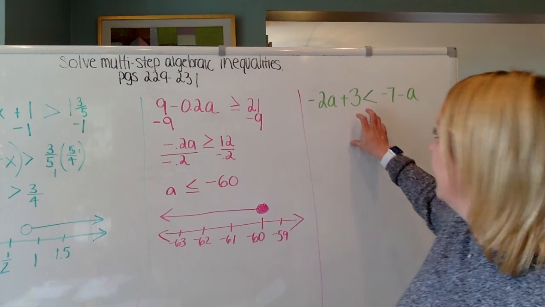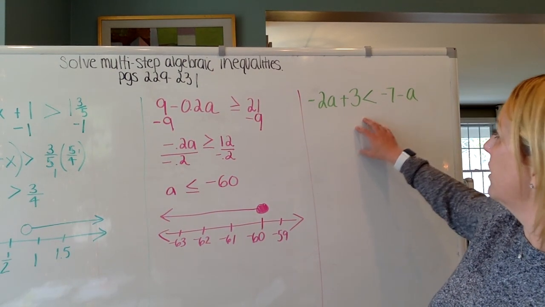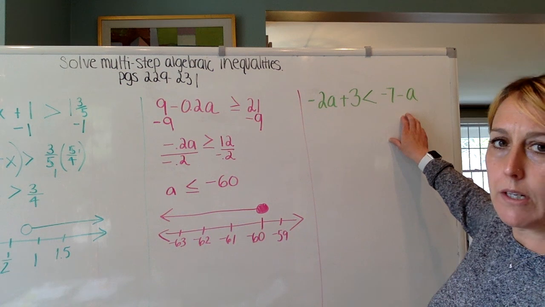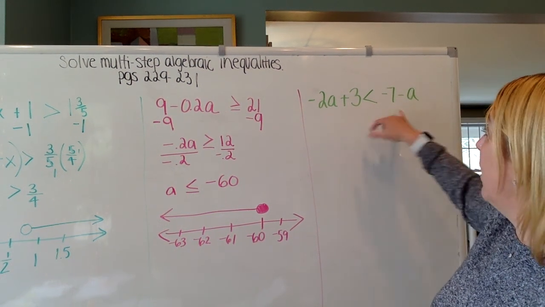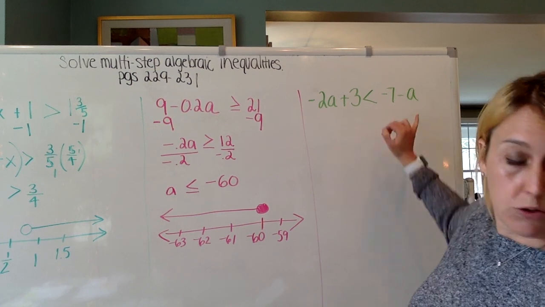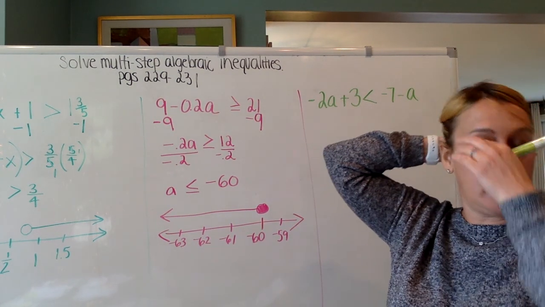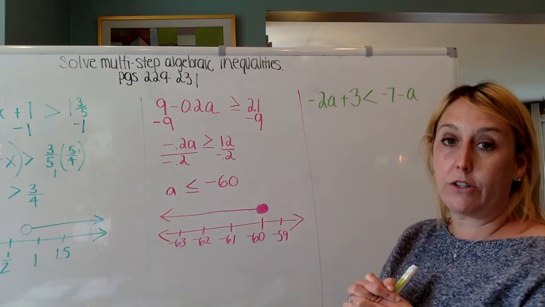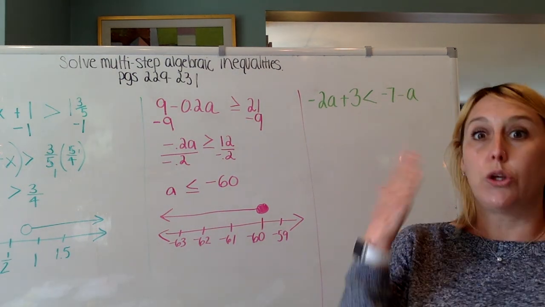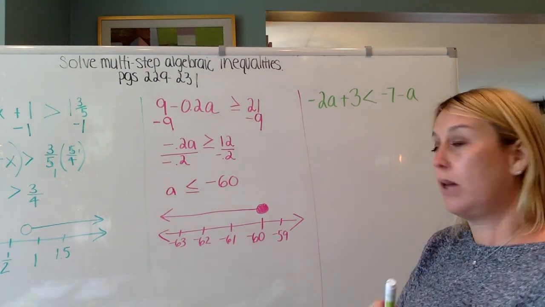The last one we have is negative 2a plus 3 is less than negative 7 minus a. Now, in this instance, we do have variables on both sides. So you know that when you have variables on both sides, you're going to need to combine them onto one side so that we can combine like terms and isolate the variable. You know my rule. Move the coefficient with the smaller value.